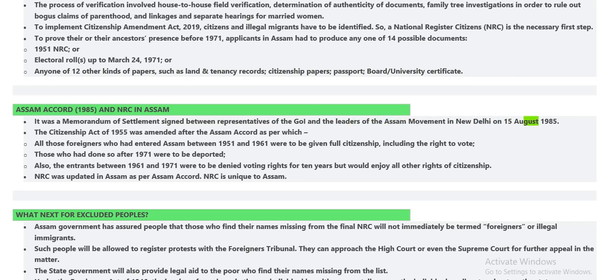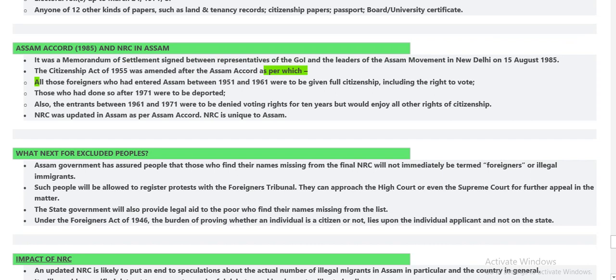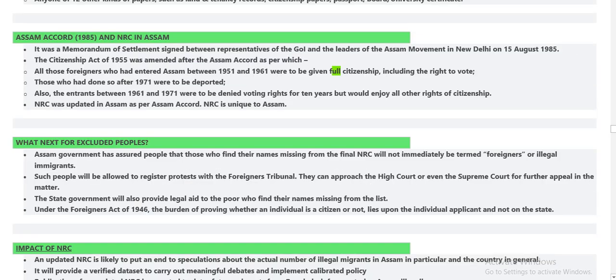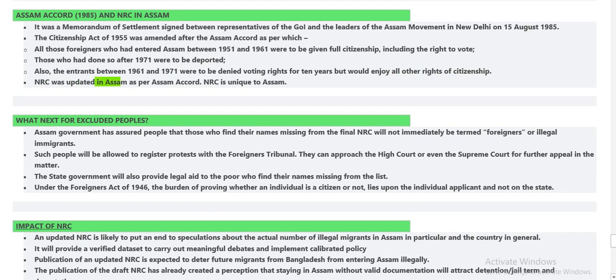Assam Accord, 1985, and NRC in Assam. It was a memorandum of settlement signed between representatives of the GOI and the leaders of the Assam movement in New Delhi on the 15th of August 1985. The Citizenship Act of 1955 was amended after the Assam Accord, as per which all those foreigners who had entered Assam between 1951 and 1961 were to be given full citizenship, including the right to vote. Those who had done so after 1971 were to be deported.